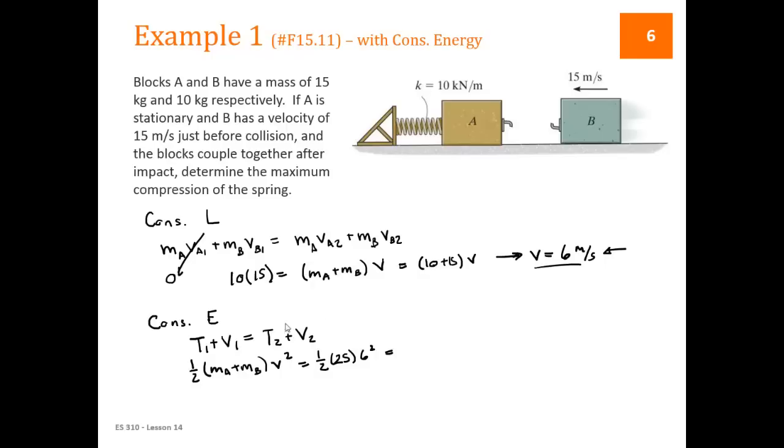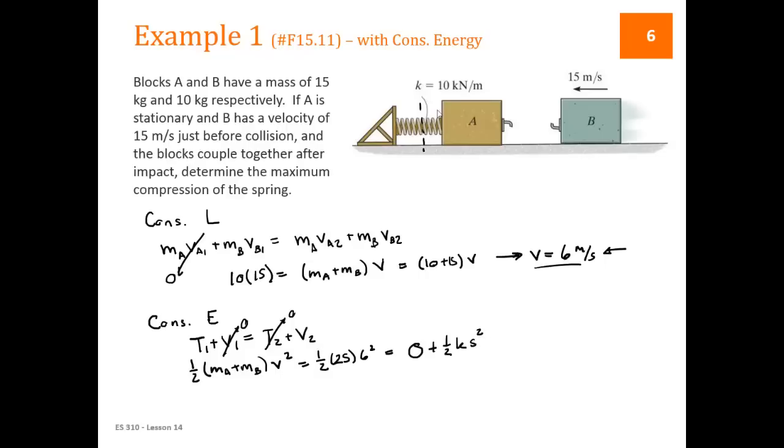And on the other side, we're going to compress the spring to some amount. We're going to move to there. So the kinetic energy is going to be 0. This potential energy was 0. This kinetic energy is 0. And then our potential energy is going to be stored by the spring, so 1 half ks squared.